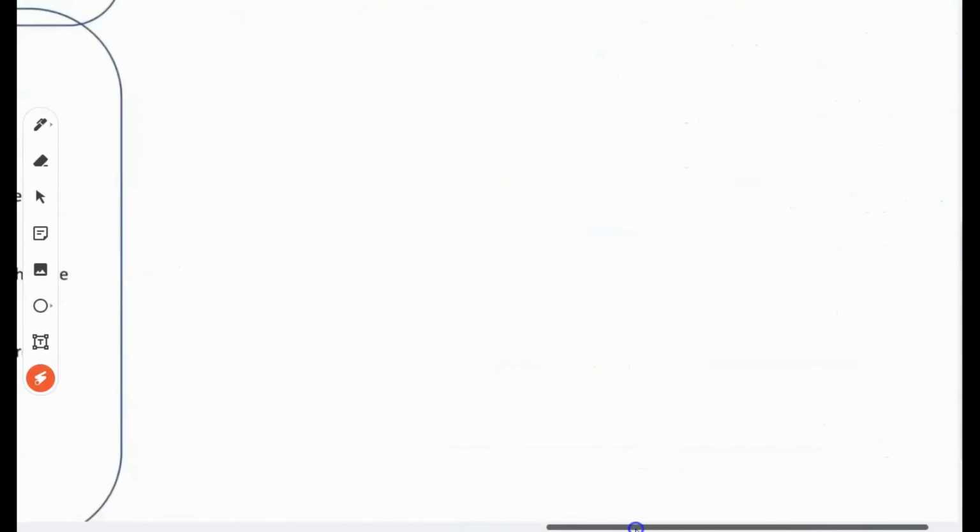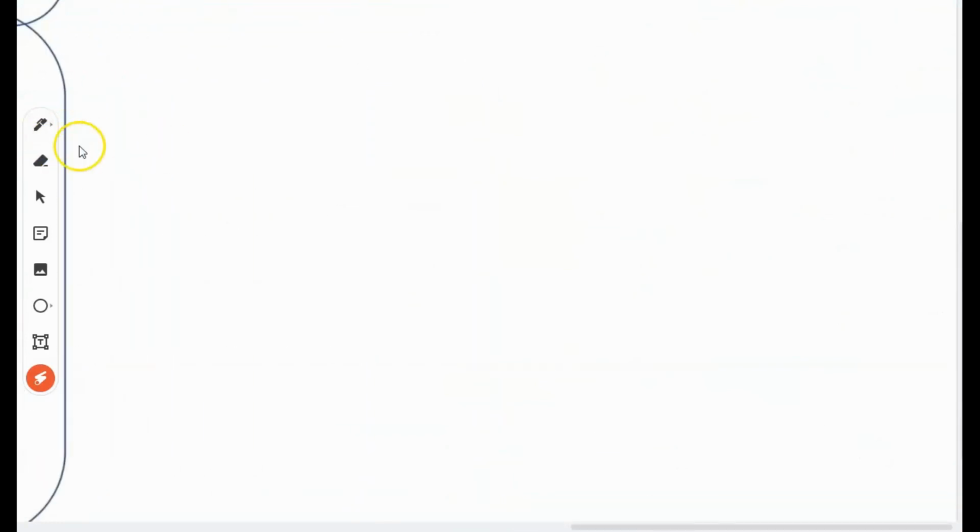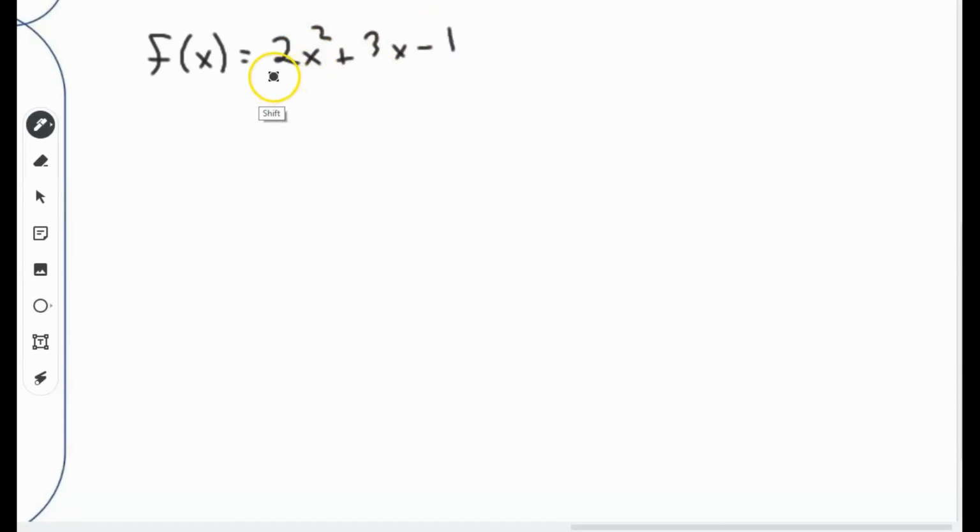I'll rewrite the function. So we have f of x equals 2x squared plus 3x minus 1, all over x plus 1. So that was our function. Now what we could do is find the limit of that function as x approaches infinity. So essentially we're trying to test for a horizontal asymptote here.